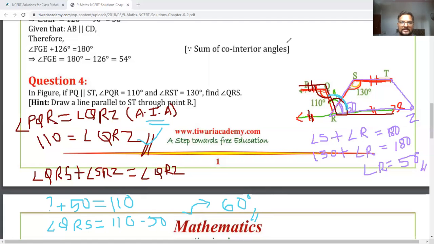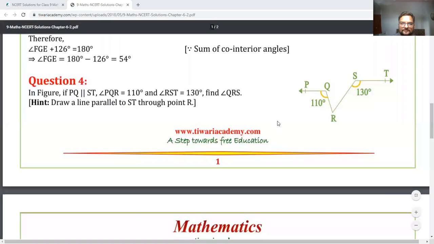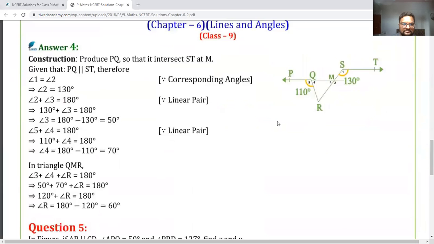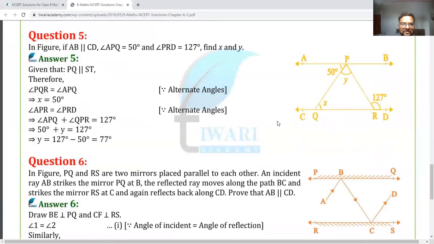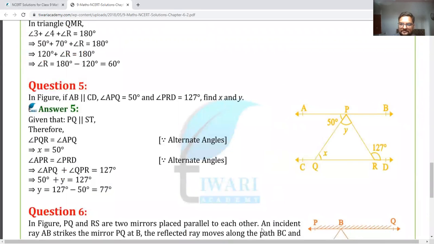Before that, I have to erase this, and I'm taking a few seconds to do that. Just go through the concept of this question. Let me go with question number 5, which is again more interesting. In the given figure, AB is parallel to CD. So this is the line AB and this is the CD.